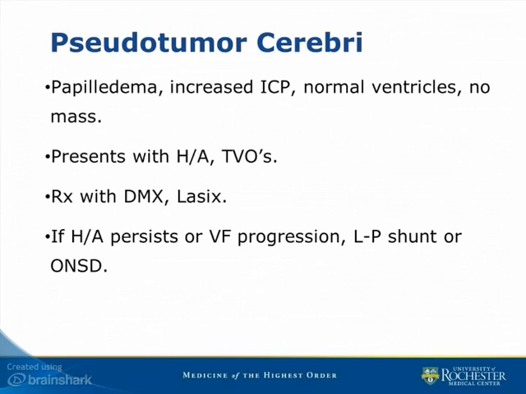The clinical findings of pseudotumor cerebri are similar in children and adults, although children with pseudotumor cerebri are much less likely to be obese than their adult counterparts. There's papilledema with increased intracranial pressure. The ventricles appear normal in imaging or slightly thinner, and there are no intracranial masses. They can present with headaches and transient visual obscurations, and treatment is with Diamox or Lasix. If the headaches persist or if there's visual field progression, there can be consideration of LP shunting or optic nerve sheath decompression.